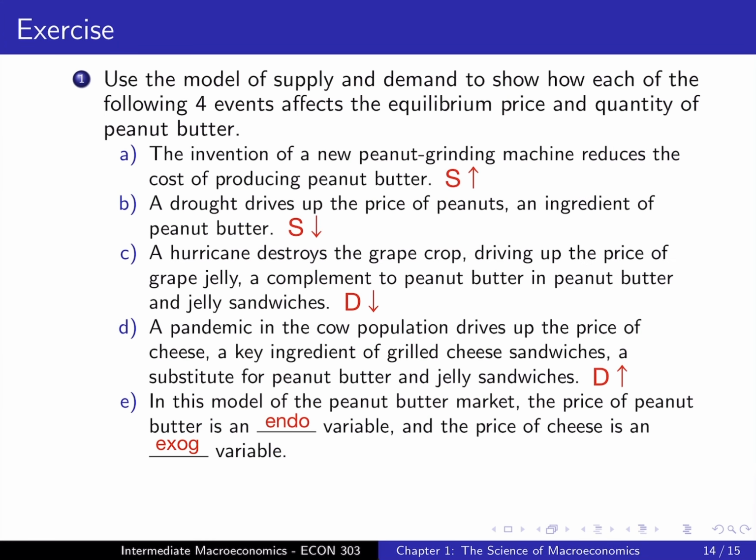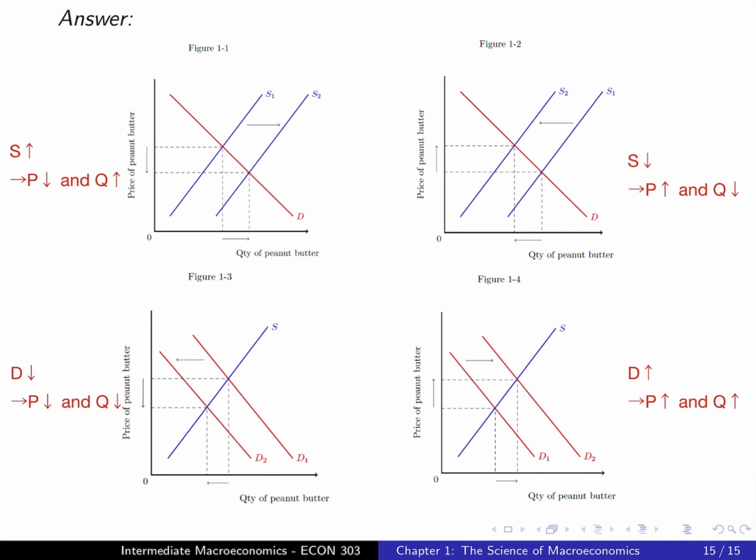C. A hurricane destroys the grape crop, raising the price of grape jelly, a complement to peanut butter. As people buy less jelly, they also buy less peanut butter. This shifts the demand curve to the left, illustrated in the third graph. Both price and quantity decrease.